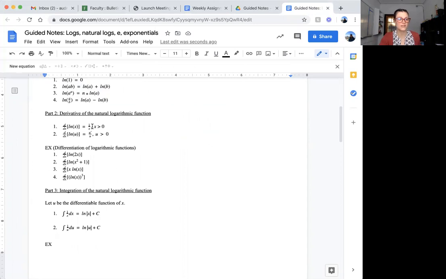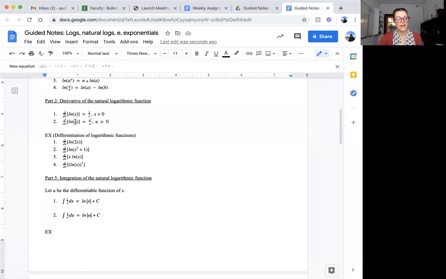Part two, derivative of the natural log function. The derivative of ln x is 1 over x. And when you are taking the derivative of ln of u, natural log of u, so pretty much anything other than just x, then your derivative is u prime over u. Okay, so we're going to do a few examples for this.